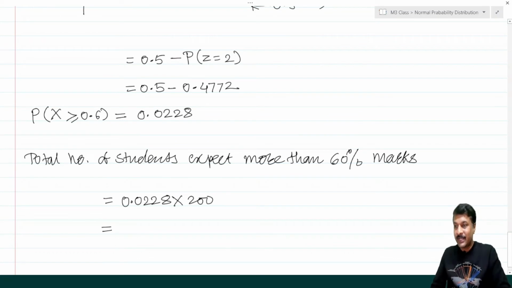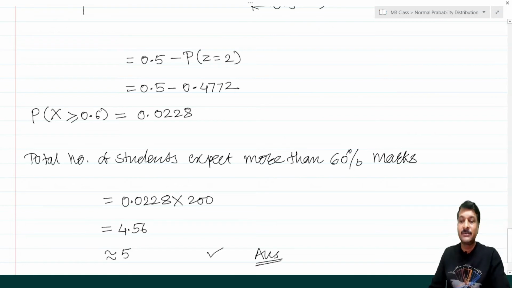So I am getting here 4.56. It means that near to 5. So total number of students expect more than 60% mark, 5 students, which is your required answer.